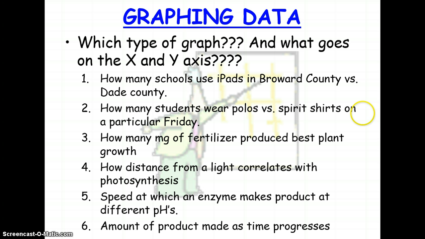Our second one, how many students wear polos versus spirit shirts on a particular Friday? Again, polo and spirit shirt, these aren't numbers, so this would need to be a bar graph.